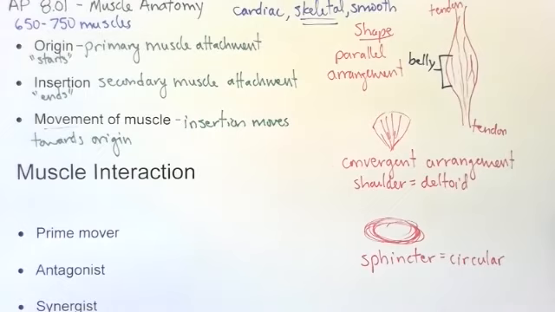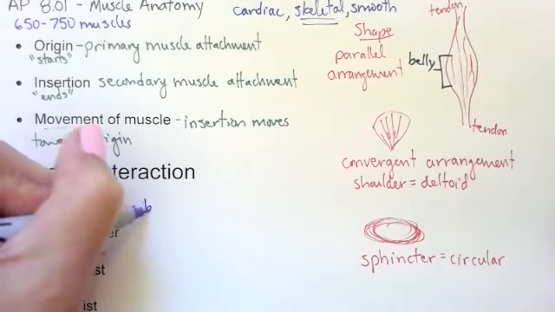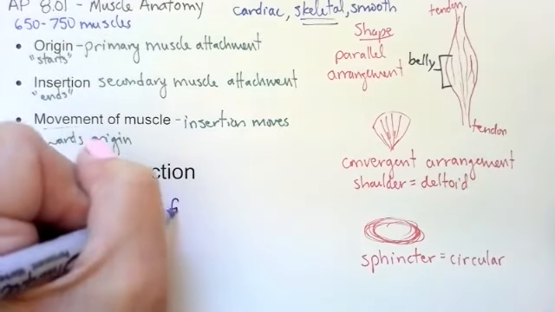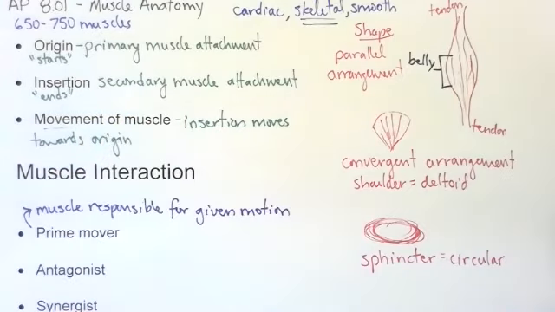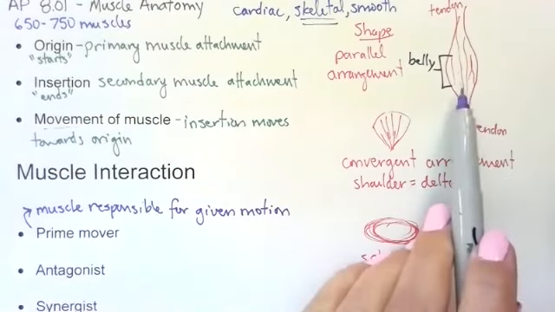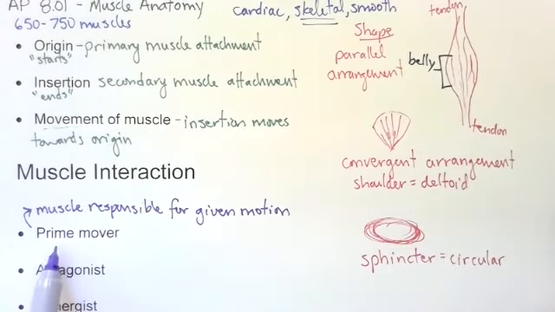We can arrange muscles or discuss muscles based on how they interact with each other. So we have these terms: prime mover, antagonist, and synergist. The prime mover is the muscle that is responsible for a given motion. So for example, your bicep, which by the way has this arrangement, when you flex that bicep and pull your wrist towards your shoulder, the bicep became the prime mover.